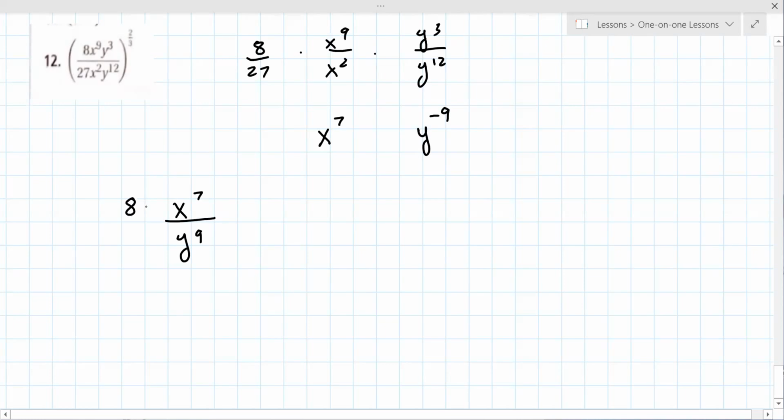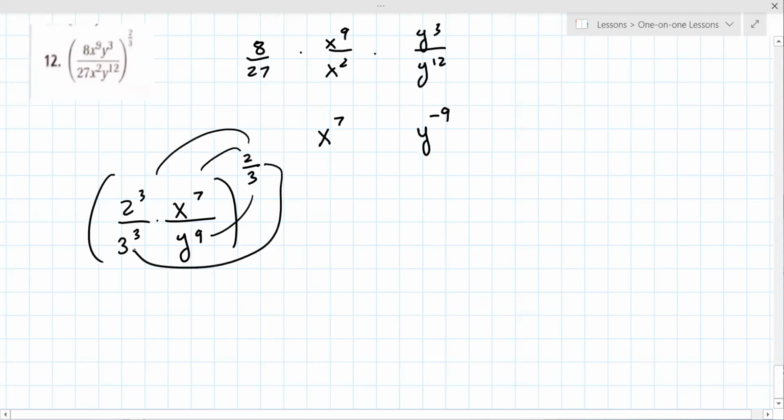We can slightly rewrite that: 8 is really 2 to the power 3, and 27 is 3 to the power 3. Okay, so we still have to deal with this 2/3 power. You're applying it to everything, exponent wise. I'll type it here because this is important. When you have an exponent to an exponent, you multiply.